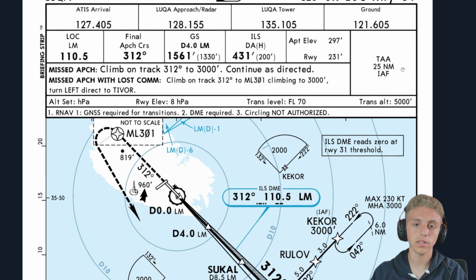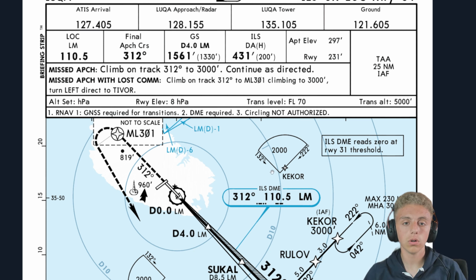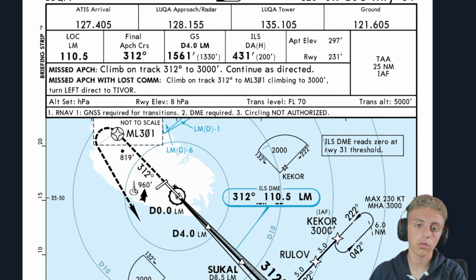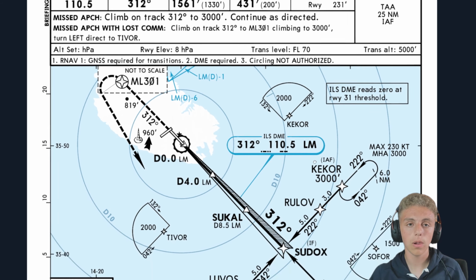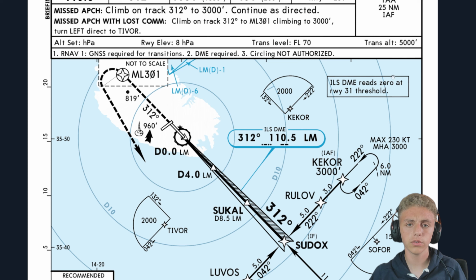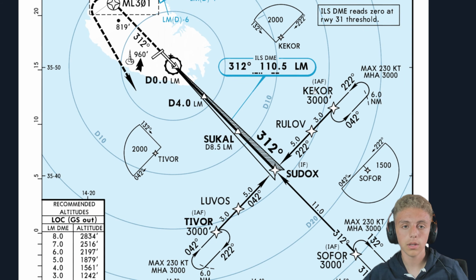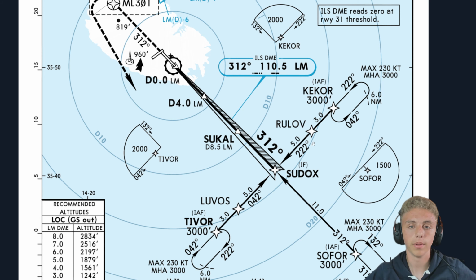Over here you have the terminal arrival area, 25 nautical miles from the initial approach fix. Pretty much, the terminal arrival area is something for RNAV arrivals, not GPS per se, but guided arrivals. This is for terrain avoidance. So it will guarantee you an area of 25 nautical miles in this sector with 1,000 feet of terrain avoidance following this altitude. So there are 3 IAFs on this arrival, one at Kekor, one at Tivor, and one at Sofor. You can see IAF above them.